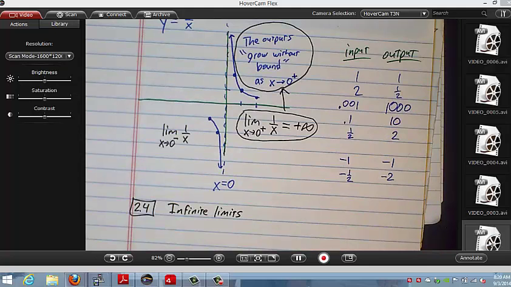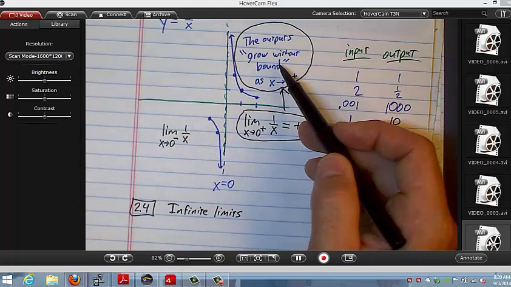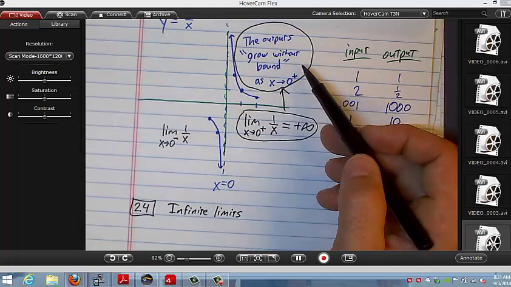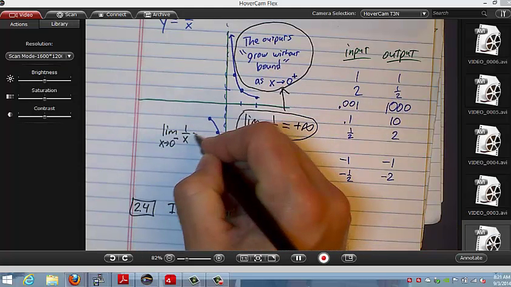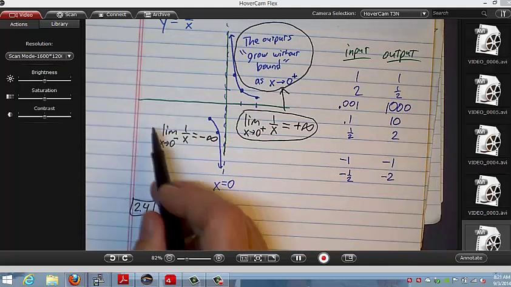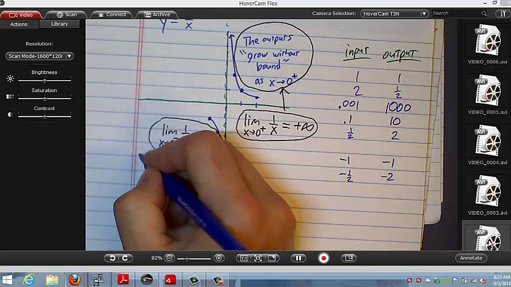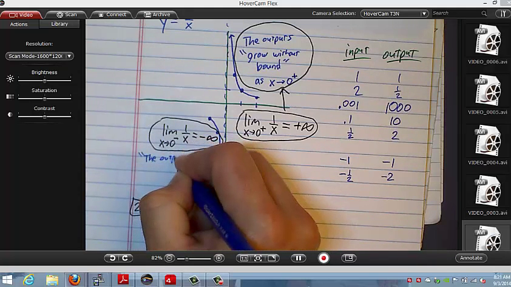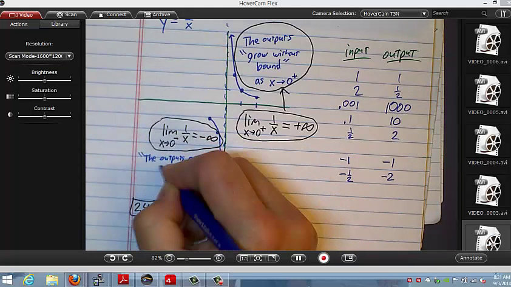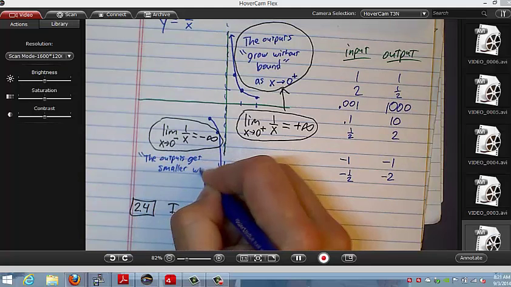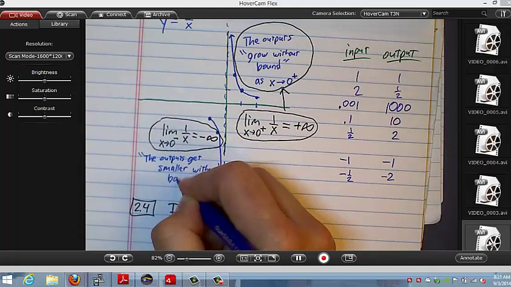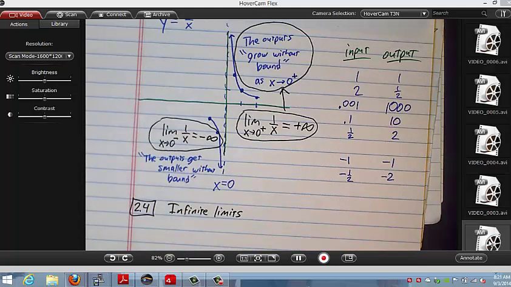And so what am I going to say? Well, here the outputs get smaller without bound. So all we're going to do is put a negative sign in front of our infinity. That's right. And what that means, I guess I would say it this way, the outputs get smaller without bound. Does that make sense to you guys? Okay. The outputs get smaller without bound. Okay.